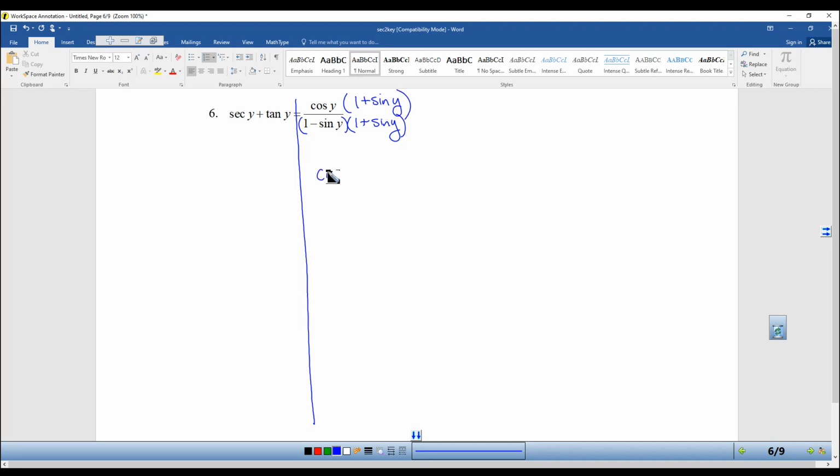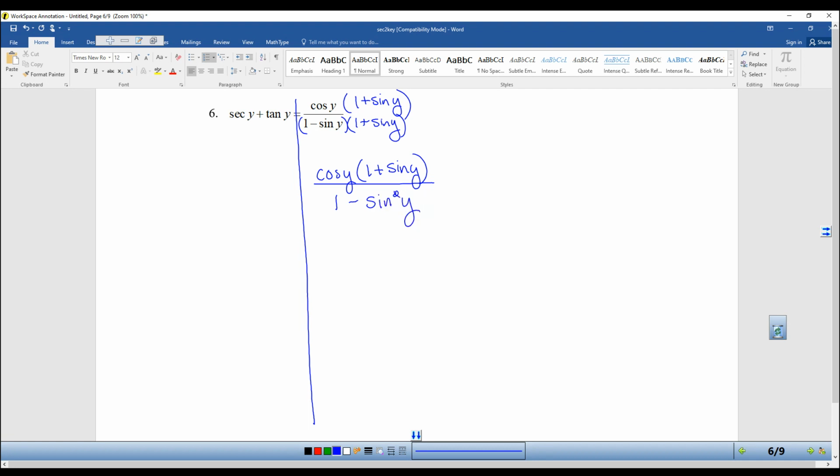This is a good example of where I probably don't want to distribute. You're going to have to make that decision. When is it worth distributing the cosine and when is it not? So on the bottom, first times the first is 1. The inners and the outers cancel. That's the whole point of a conjugate. And 1 minus sine squared y.